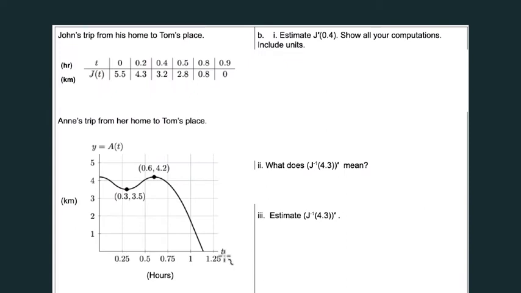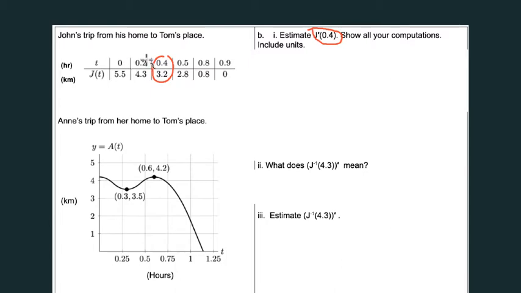Okay, so here's what we're going to do now. Now we're going to start estimating tangent slopes. So the first question says, estimate J prime at 0.4. J prime at 0.4. So I want to know the tangent slope right there, because that's J, that's for John, right? So at 0.4 hours, what's the tangent slope in meters per second?